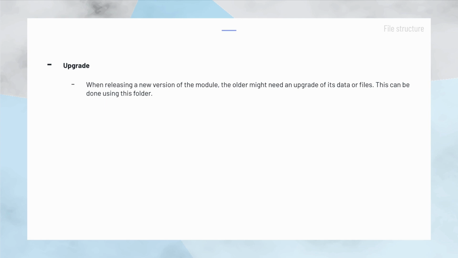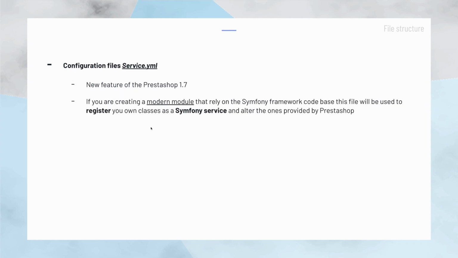It's self-explanatory. It's basically used to upgrade our module in case we need to update things, and if you purchased our module from the store, then upgrades will go through the files inside this directory. A new feature that came up to this module is the service YAML file. If you are creating a modern module that relies on the Symfony Framework code base, this file will be used to first register your own class as a service for Symfony, and also alter the ones provided by PrestaShop.